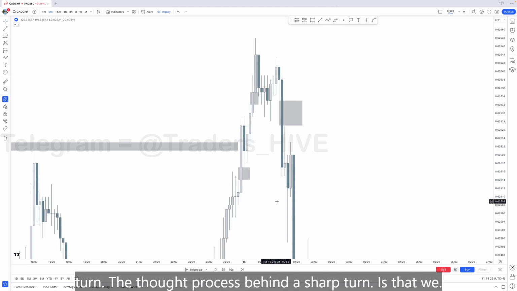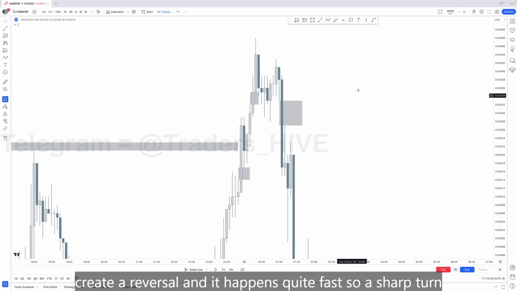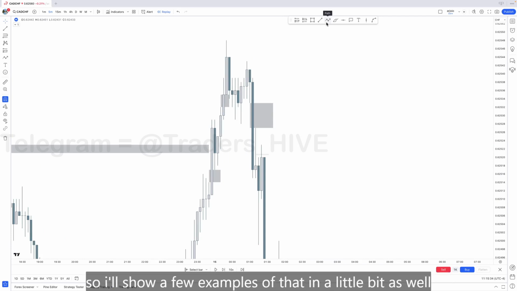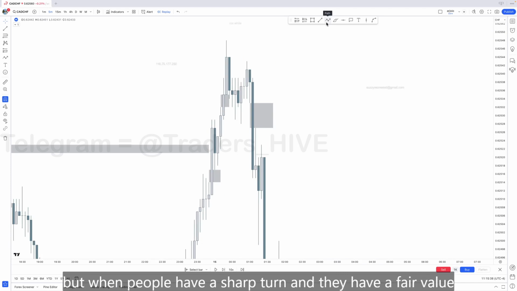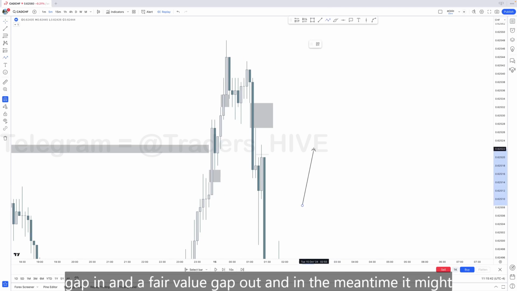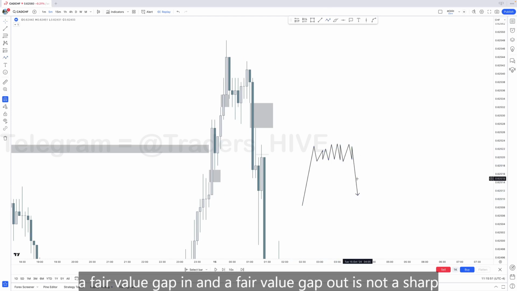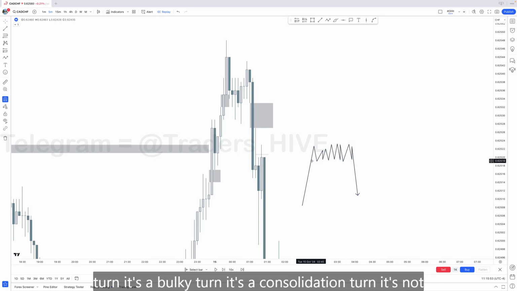The thought process behind a sharp turn is that we create a reversal and it happens quite fast. So a sharp turn is not a consolidating turn, which is important to understand. So I'll show a few examples of that in a little bit as well. But when people have a sharp turn and they have a fair value gap in and a fair value gap out, and in the meantime, it might be consolidating all this time, then just because it has a fair value gap in and a fair value gap out, it is not a sharp turn. It's a bulky turn. It's a consolidation turn.